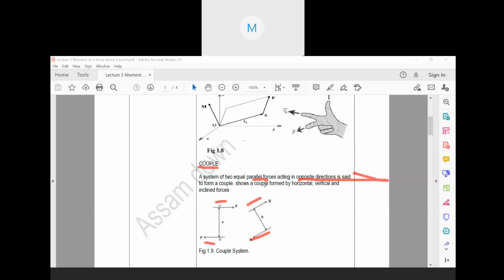In this figure, the couple is formed by horizontal forces. Now in this figure, what happens? The couple is formed by inclined forces. Is it clear, everyone? Is it clear?